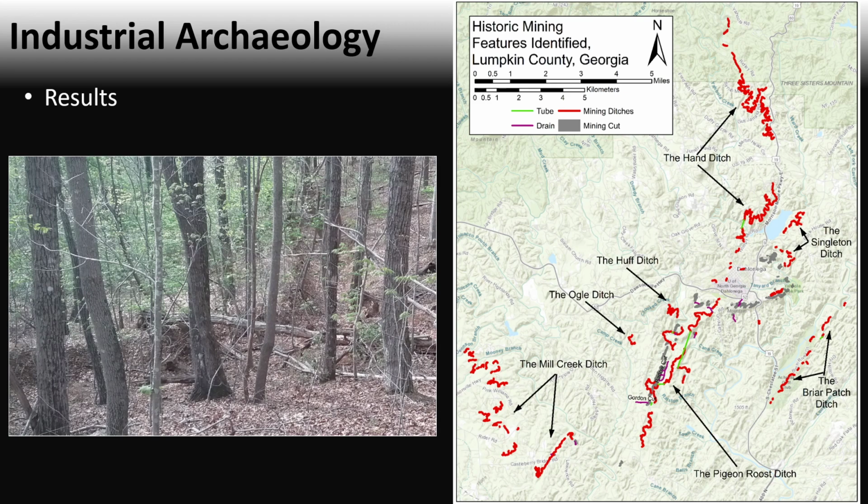So some of these ditches are well known. Other ones are unknown. There are 10 additional ditches that are unknown. These were likely constructed as parts of smaller mining operations, and this demonstrates the ubiquity of these ditches throughout Lumpkin County. These ditches are all over the place in the county, and they are very, very long. The Hand Ditch extends for, I think, close to 30 miles. These are mega earthworks, really.